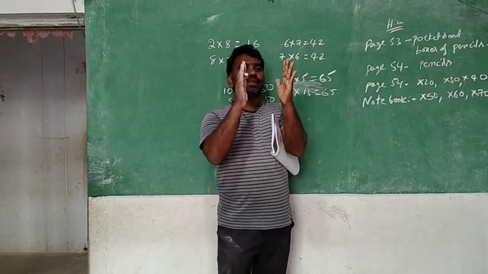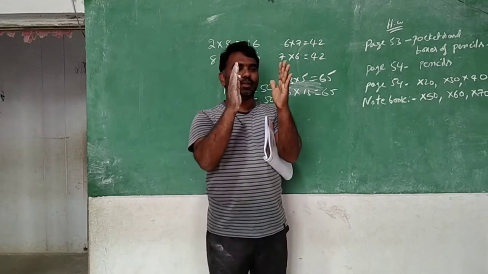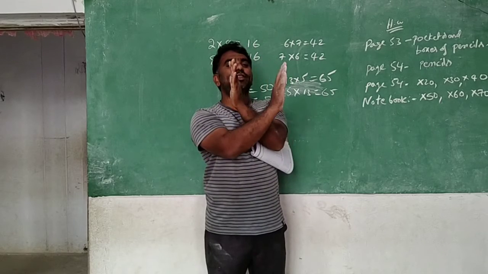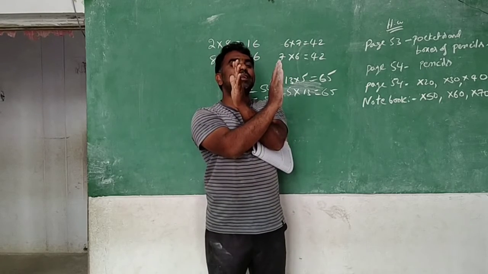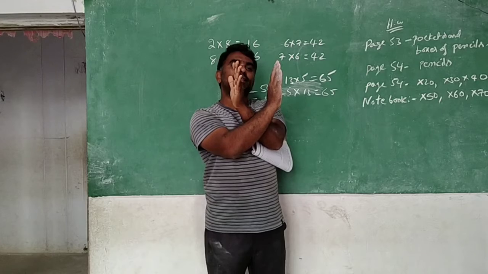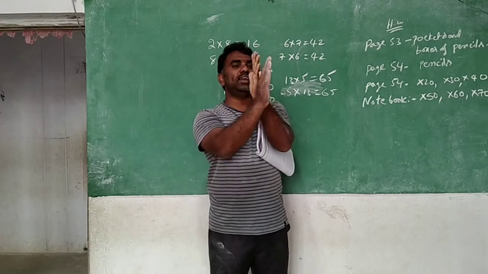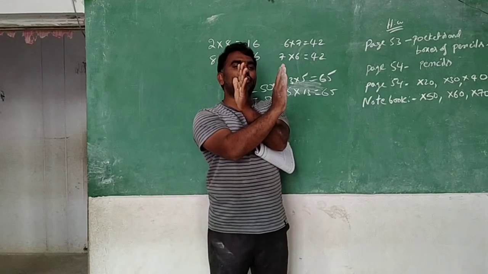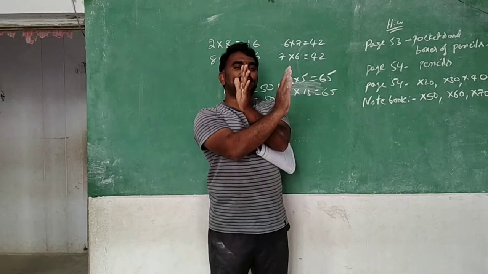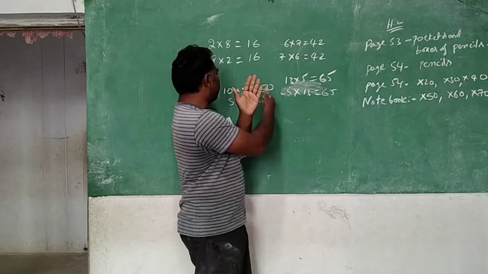Second, 6 and 7 I multiplied like this. After that I exchanged the places. 7 and 6 I multiplied. Then also I got the same answer both times. Like this multiplication or like this multiplication, I got the same answer. Then I came to this.